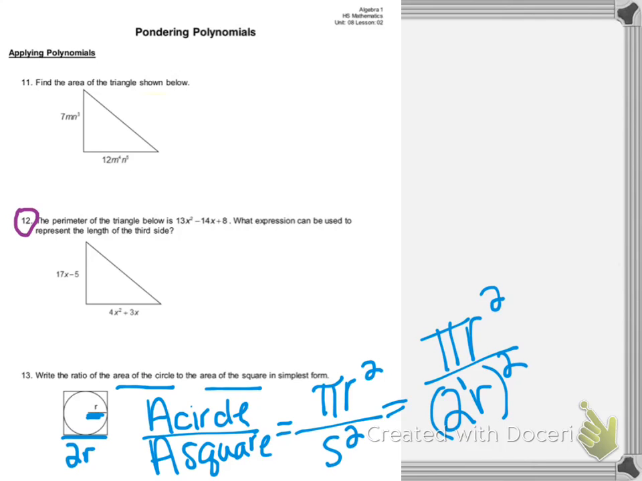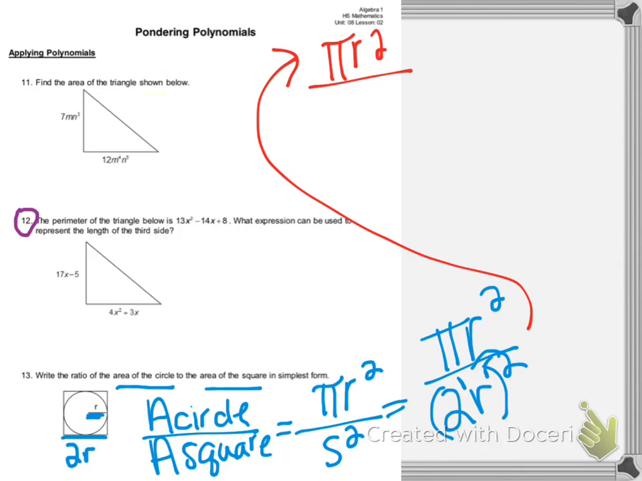Now remember, we have to put a 1 on here and distribute. And I'm going to go up here to the top part. And so I'll have pi r squared, and then divided by 2 squared, r squared. And then I have to simplify. So I'm going to take pi r squared, because the top I'm not messing with. And then 2 squared is going to give me 4r squared.